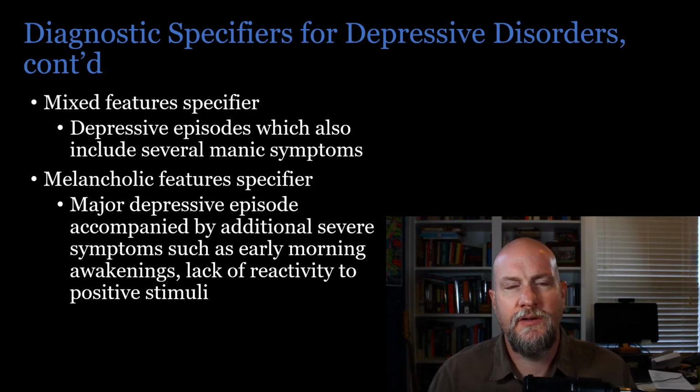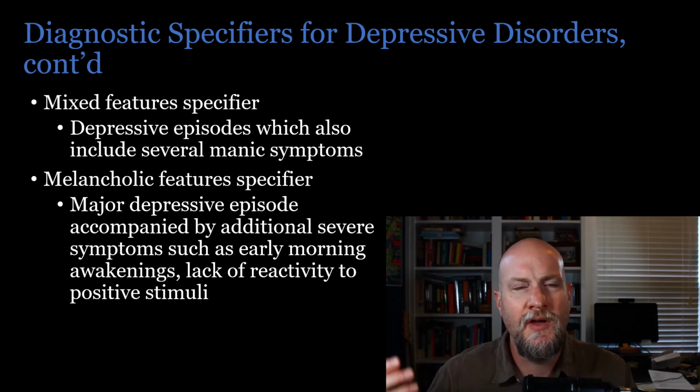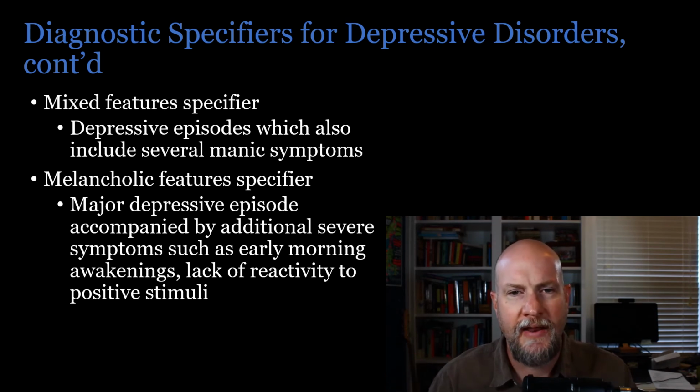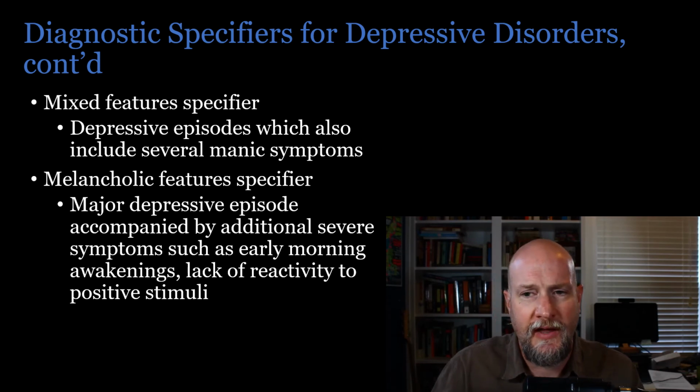I mentioned the mixed feature specifier, which is when you have primarily depressive episodes, but a few manic symptoms that are in there as well. Melancholic features is basically major depressive episode accompanied by additional severe symptoms such as early morning awakenings, or lack of reactivity to positive stimuli. People that become very numb, and this can maybe progress into catatonia in really severe cases.